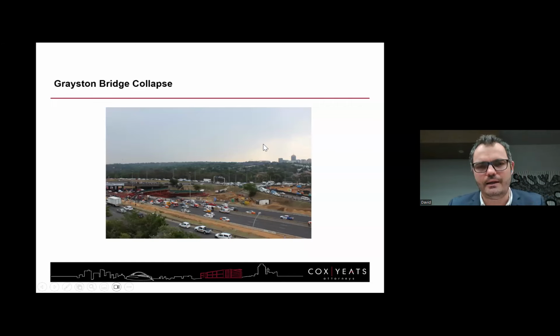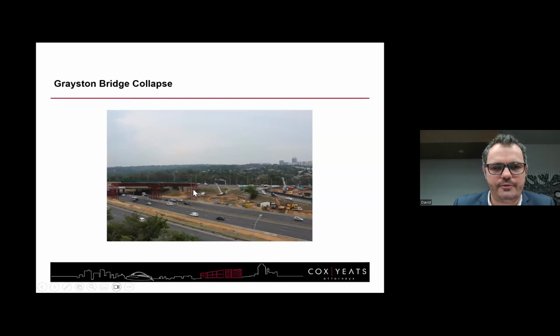I can't hear Anna. So the Grayston Drive bridge collapse is something else I investigated. Here you can see the temporary works that collapsed. So that is scaffolding and supports. It's not the bridge that failed, it's the scaffolding that collapsed onto the bridge, collapsed onto the N1. It was a terrible incident.